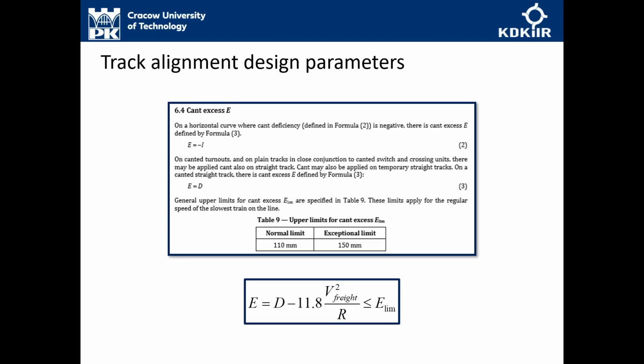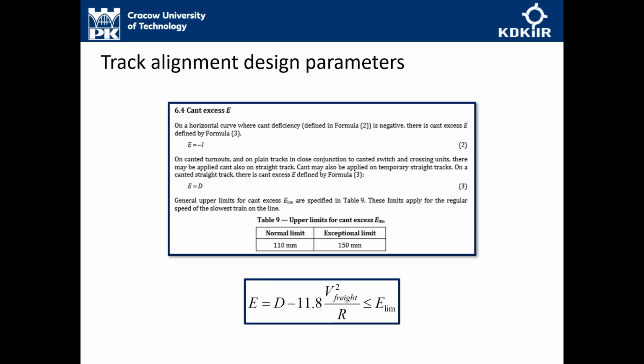The second parameter that we have to calculate is cant excess E. As a rule, the value of the excess is the opposite value of the cant deficiency I. However, if we want to estimate the value of the excess precisely, we can use the proper formula. On the basis of this formula, this equation, we estimate the value of the excess of the cant for our assumed value of the cant and the previous value horizontal curve, the circular curve.